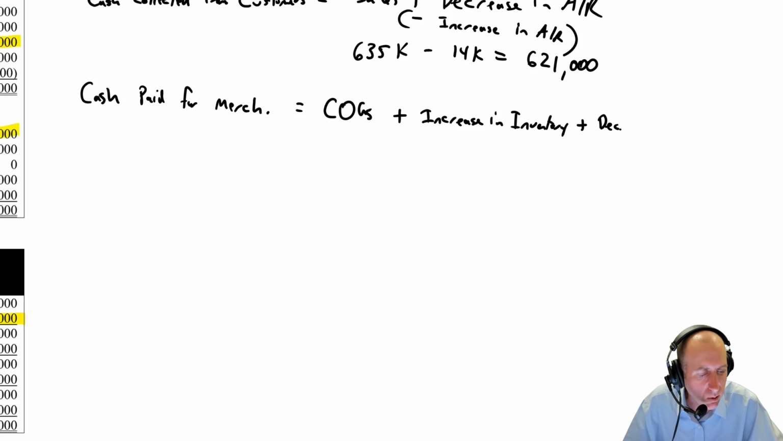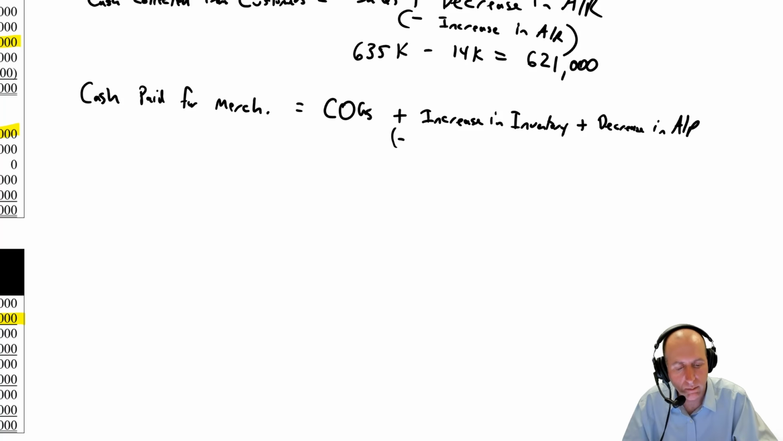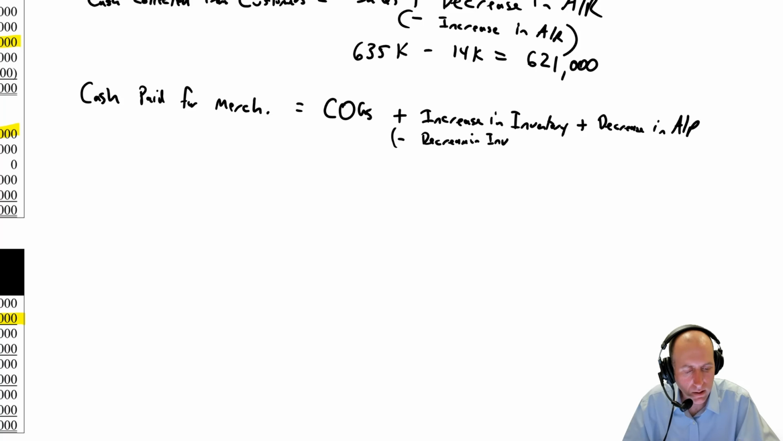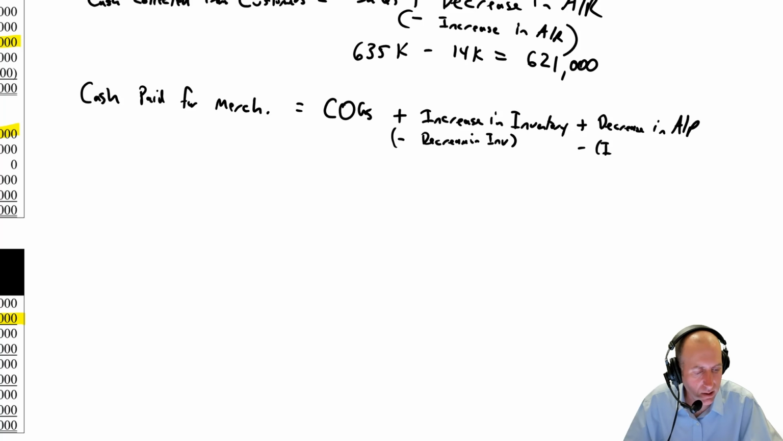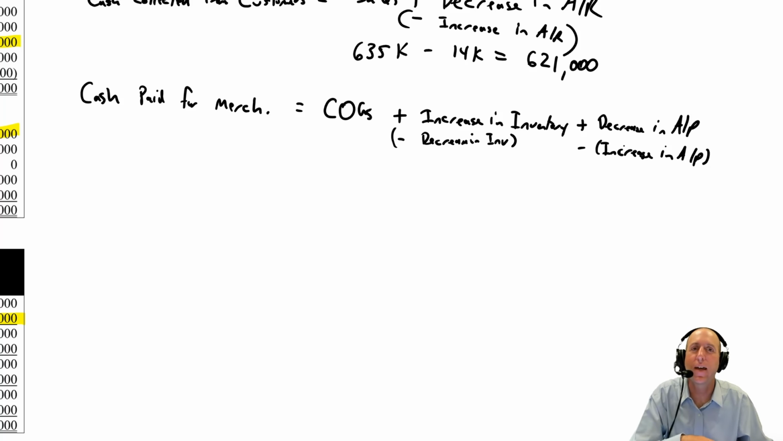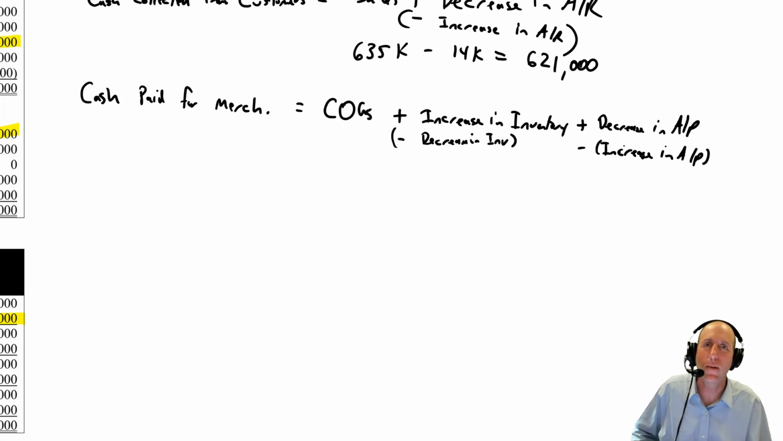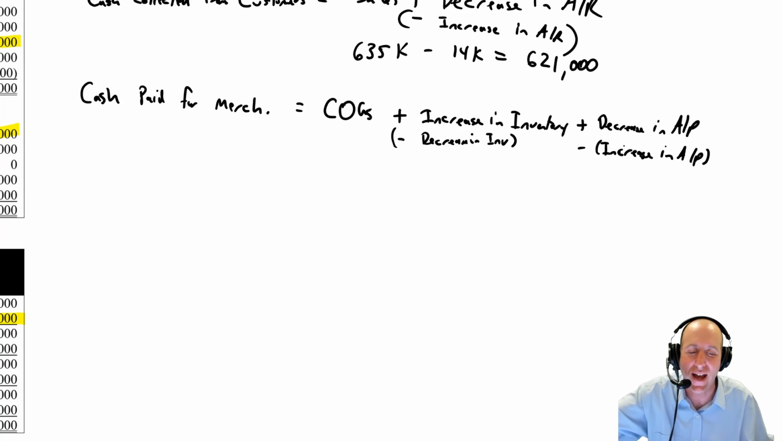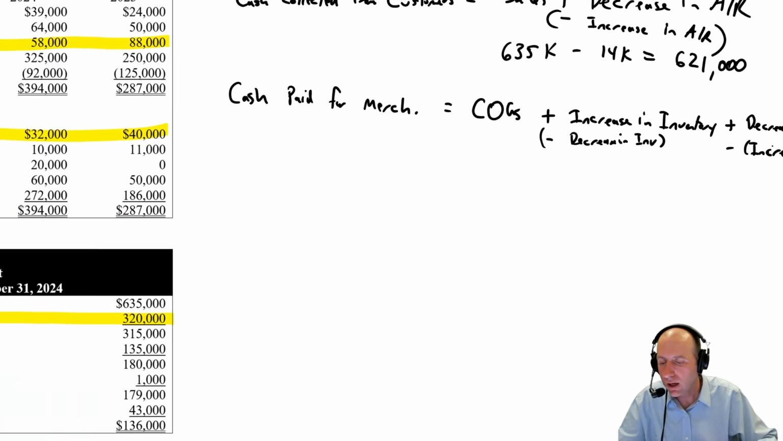Plus decrease in AP. Now again, minus decrease in inventory, minus increase in AP. Now let's talk about the decrease in AP one. Why is that more cash paid? Well, if AP is going down, why does accounts payable go down? Because I paid more, right? If AP goes up, it means I'm keeping the money in my pocket. I'm not paying my liabilities. If AP goes down, it's because I'm paying my debts, and it's bad for cash flow to pay your debts. It's more cash paid. So let's do the math here.